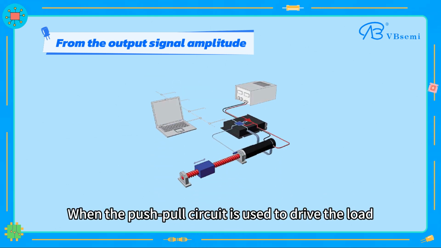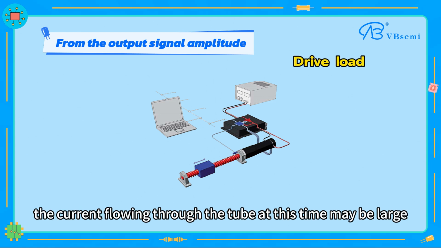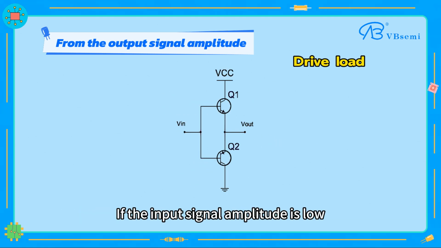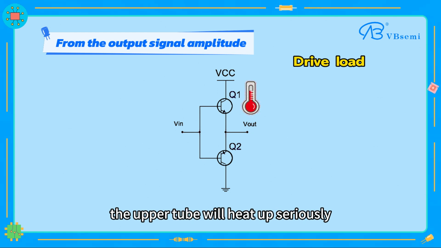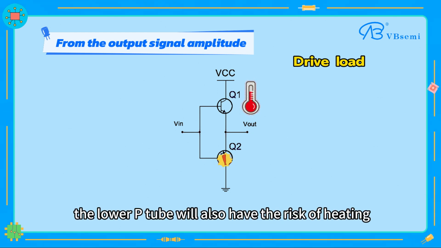When the push-pull circuit is used to drive a load, the current flowing through the tube at this time may be large. If the input signal amplitude is low, the upper tube will heat up seriously. At the same time, the lower P tube will also have the risk of heating.